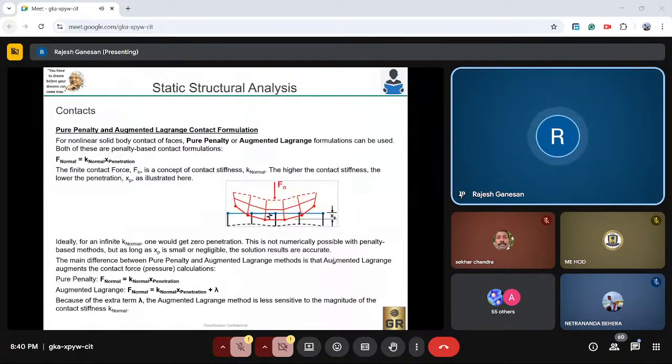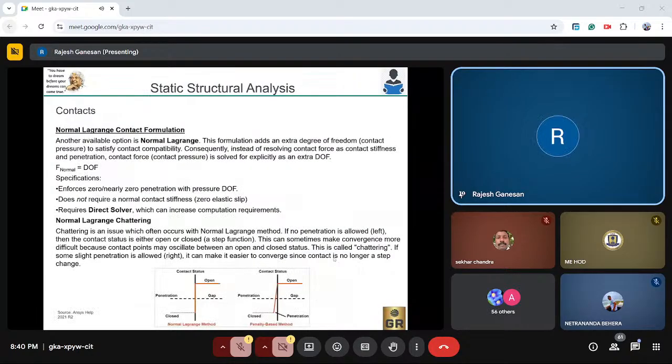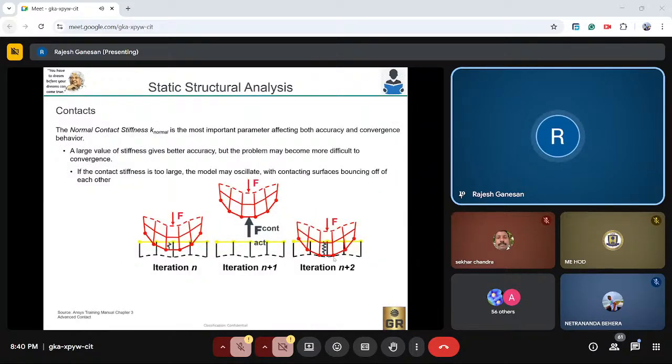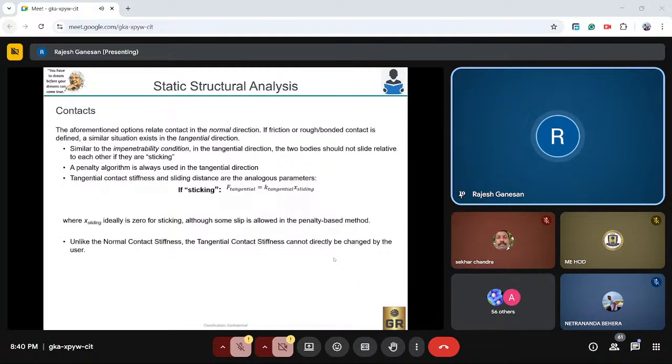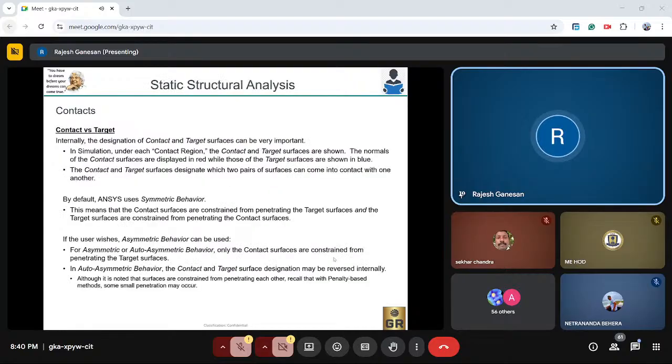Pure penalty and augmented Lagrange contact formulations. So we are applying the formulas for the contact areas. Okay, these are all just formulas. I will skip this because I included it for some other purpose, for detailed study, since we are not going in depth on this. We are moving to the next one.